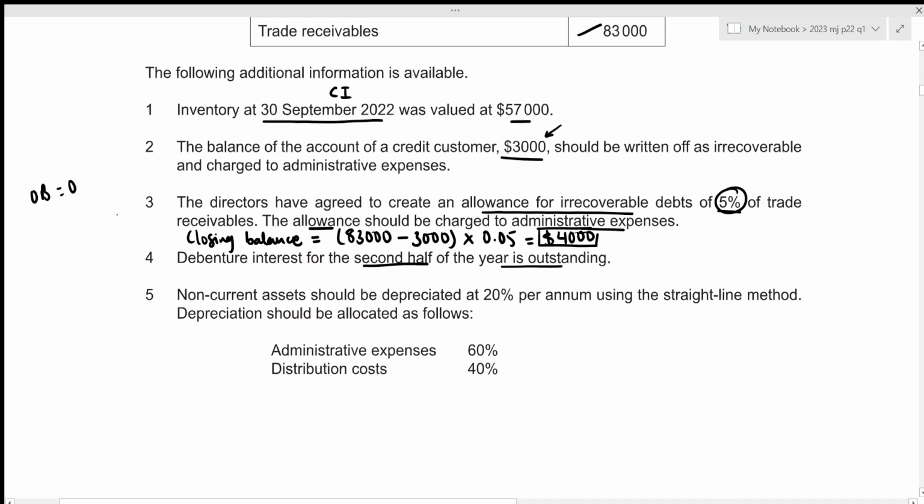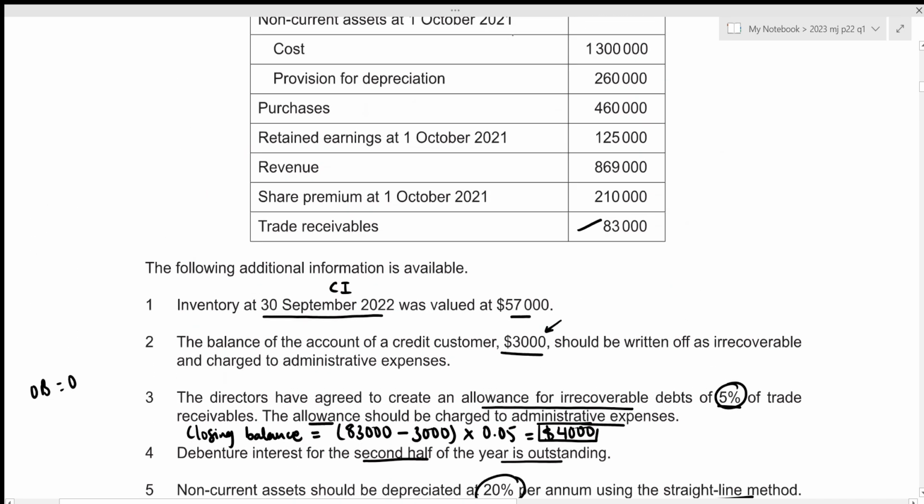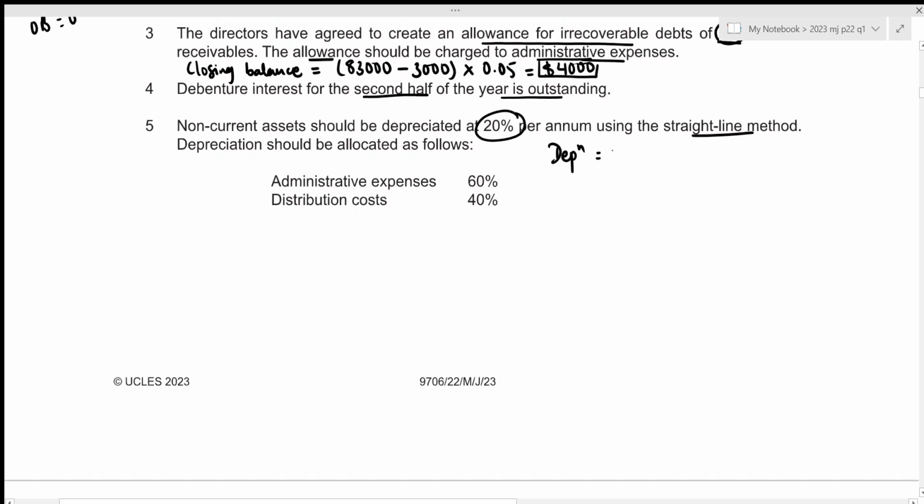Alright, then we're given that the non-current assets should be depreciated at 20% per annum using the straight line method. Let's figure out the depreciation. That's the straight line method, so we can just charge this rate to our cost. And the cost of non-current assets is given to be 1,300,000. So that's 1,300,000 multiplied by the rate of 20%, which results in the value of 260,000.